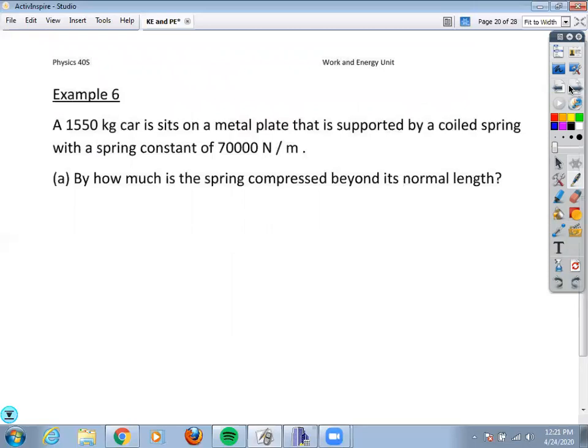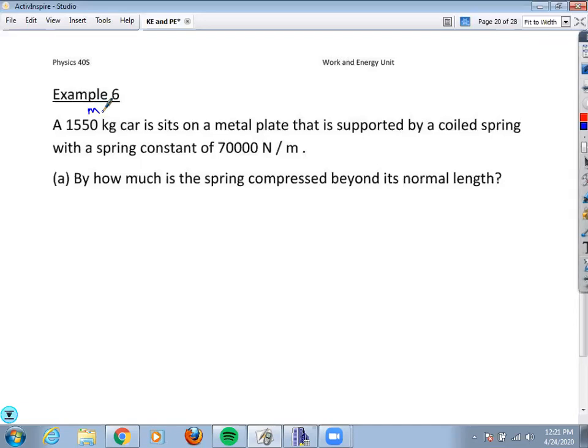Okay, an example of this. A 1,550 kilogram car, mass of the car, is on a metal plate that's supported by a coiled spring. The spring constant is 70,000 newtons per meter. How much is the spring compressed? That's solving for x. So you've got a plate, you've got a car that's sitting on it, and there is a force pushing down, and there is a spring that is going to be compressed by a distance x.